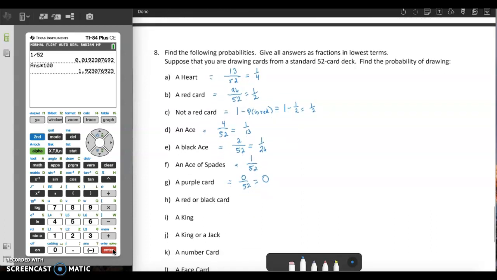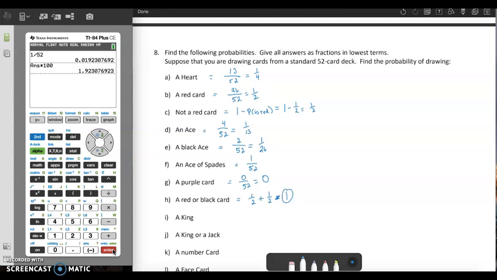What's the probability of drawing a red or a black card? We know from part B that the probability of drawing a red card is a half. And plus, we know that drawing not a red card, which would be a black card, is also a half from part C. And if we add those together, we get 1. So that's a probability of 1. There's a 100% chance that if you draw a random card, it's either going to be red or black. Right? It's the only possibility.